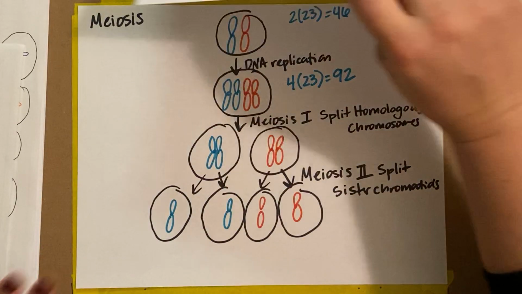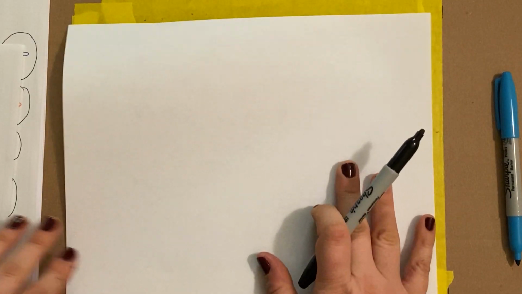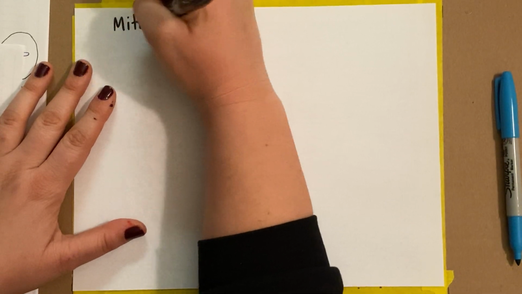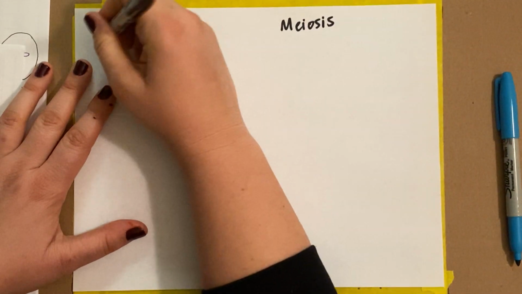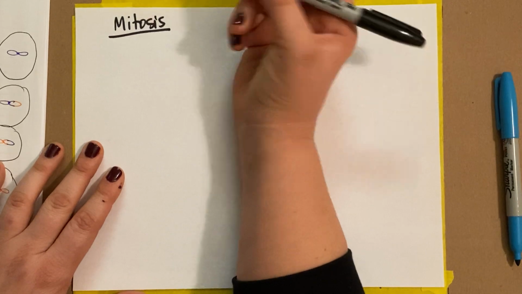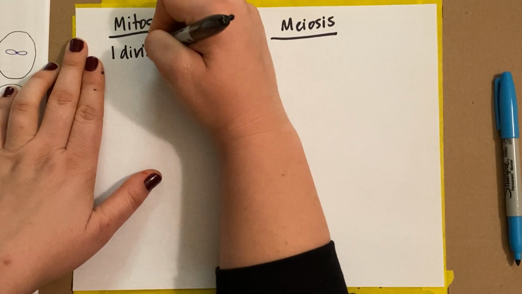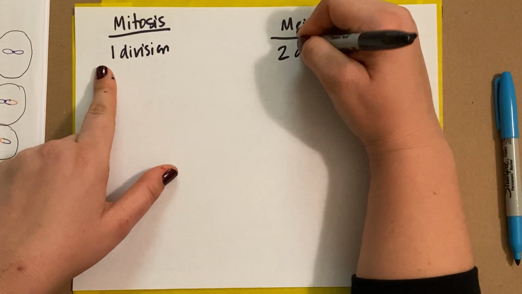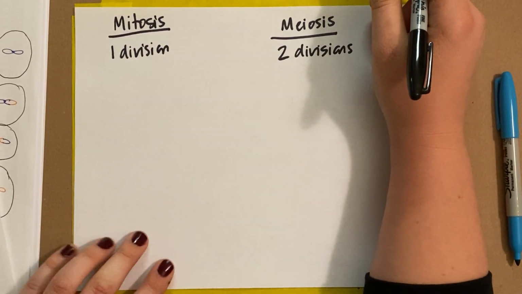Okay, and so what I want to do right now before I get into a little more detail about how this is going to happen is I want to start getting a tally of how mitosis and meiosis are different from each other, because that's one of the big things I like to test on. So for mitosis, we're going to have just 1 division. Okay, so we talked about that. Mitosis just has 1 division. This is going to have 2 divisions. Okay, so we have meiosis 1, meiosis 2.